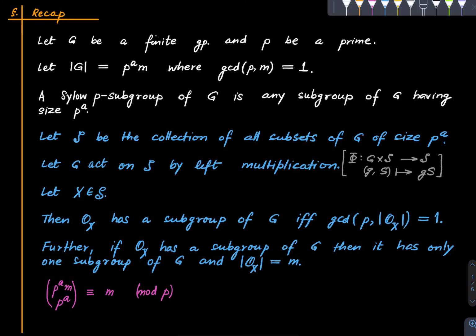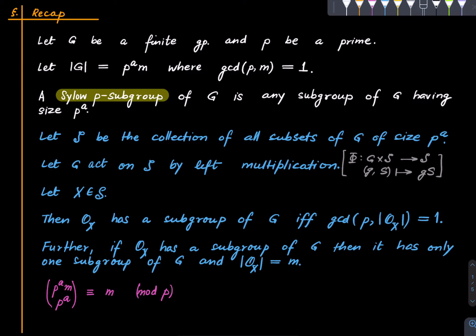Of course, this has nothing to do with the group nature of G. It is just a number theoretic fact. If you have any natural number, you can write it like this with this property. So nothing happened so far, but we defined a Sylow p-subgroup of G as any subgroup of G having size p to the a. So this p refers to the prime in question, and a subgroup of G is a Sylow p-subgroup if its cardinality is the highest power of p that divides the cardinality of G.